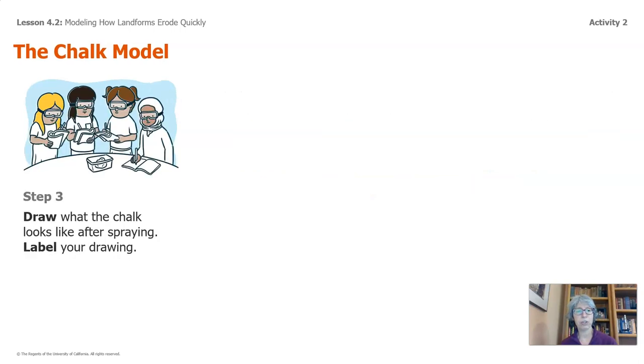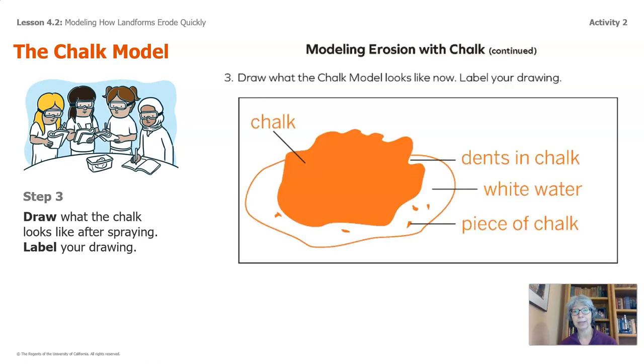Then I wanted you to draw what you saw after I sprayed it, and I asked you to label your drawing. Did you do that? Okay, so we had a little bit of dents in the chalk, perhaps. Some of you wrote that the water was white, there was a little swirl of white, and there were pieces of chalk.